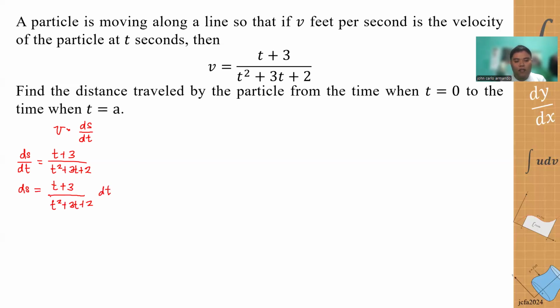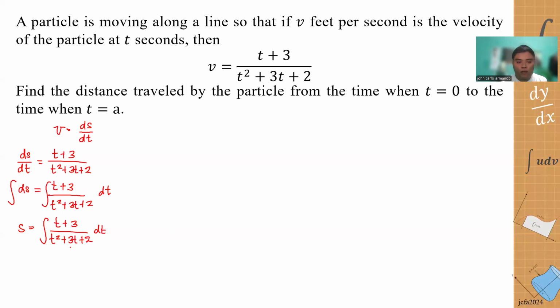So this is already a differential equation that we can integrate. The integral of ds is simply s, which represents the distance. The integral of t plus 3 divided by t squared plus 3t plus 2 dt. So what we are going to do is to find the integral of this.